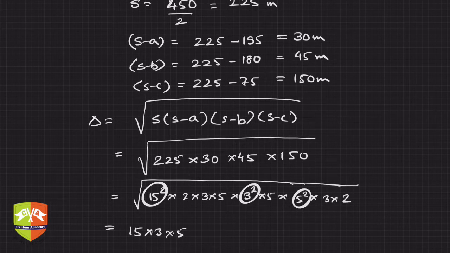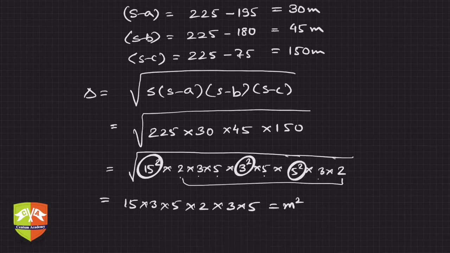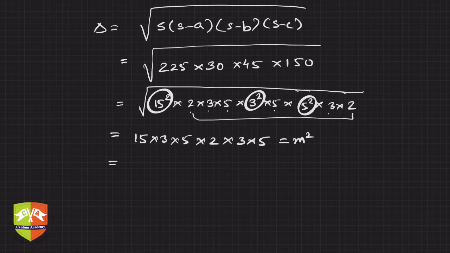Also, if you see, there are two 2s, so 2 can also come out. Similarly, there are two 3s and two 5s, so 3 and 5 will come out. So this will be the area of the given triangular field. And this happens to be 15 into 3, right?